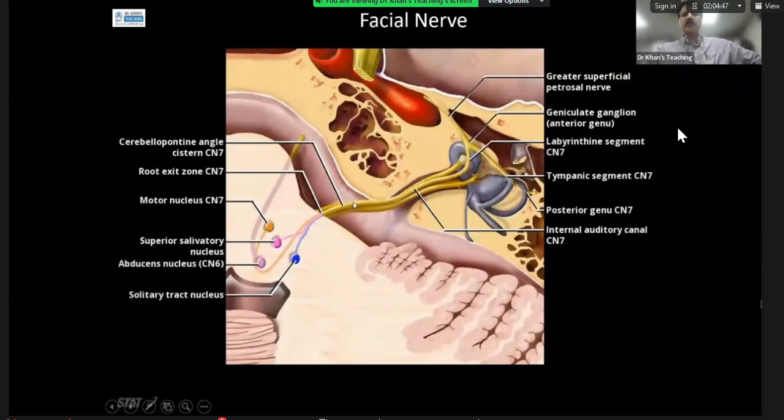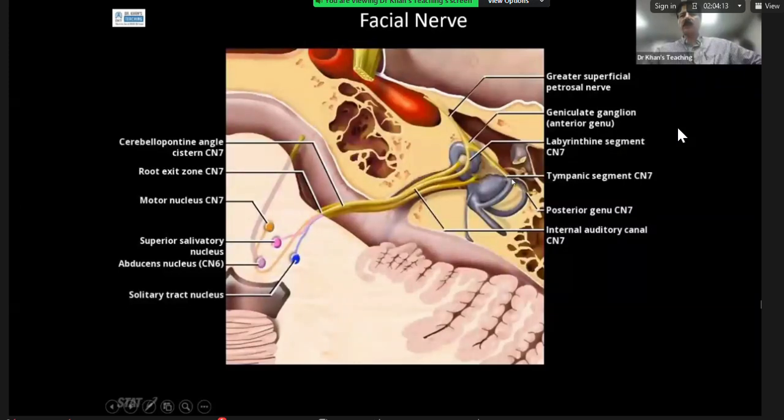So this is the facial nerve. It comes out and passes through the CP angle, then goes into the internal auditory canal, and then it passes superior to the cochlea. So the cochlea, of course, is inferior to it. It passes on top of it. This is the labyrinthine portion. This is the lateral geniculate ganglion, or the geniculate ganglion. And then this is the tympanic portion.